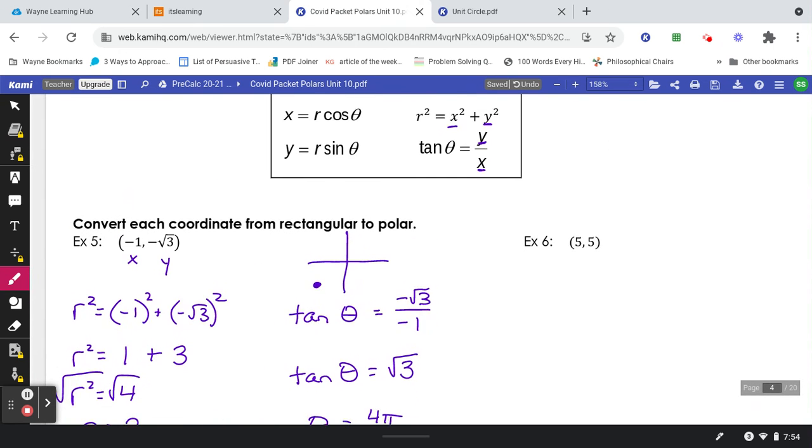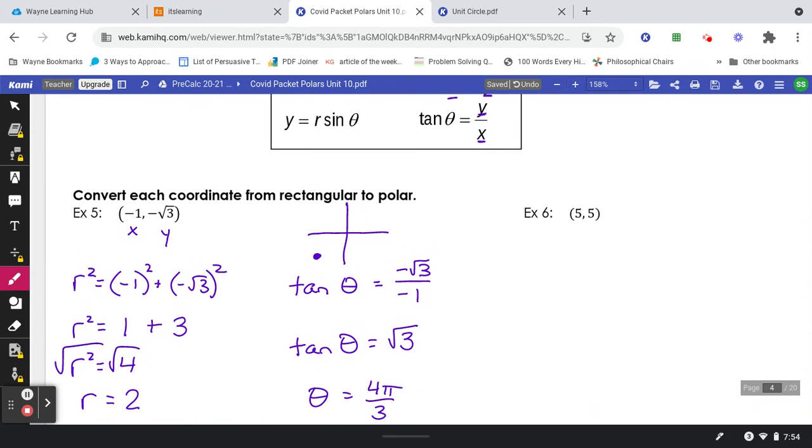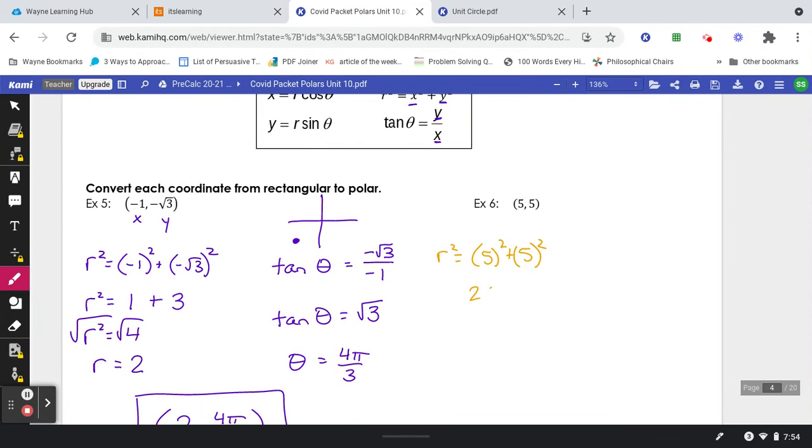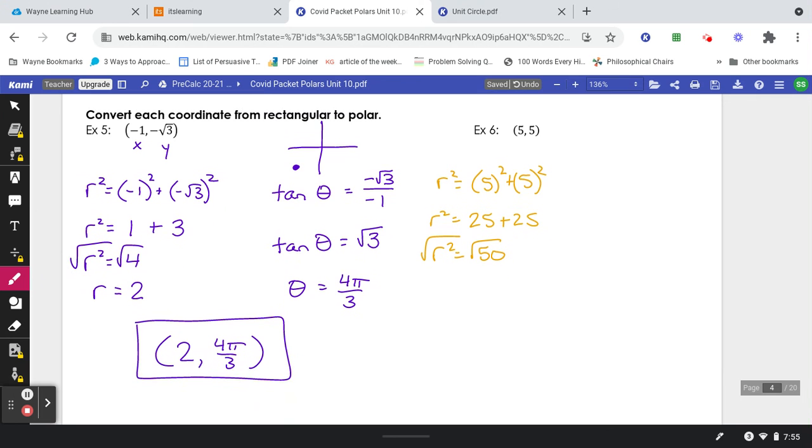All right, so we'll have r squared equals 5 squared plus 5 squared. And that's 25 plus 25. Add those together to make the 50. And square root. Now, when you square root 50, just a reminder on how to simplify. I do believe, as I was looking at Delta, that it does accept the square root of 50.